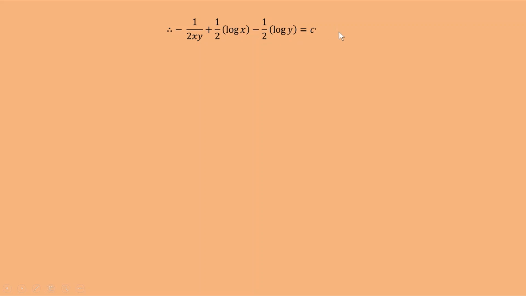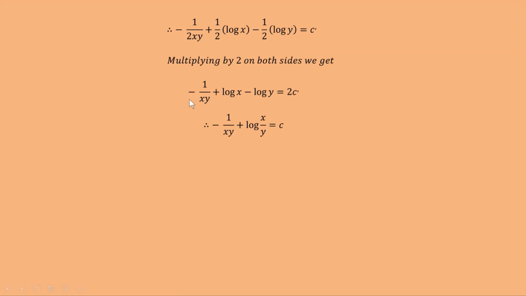Now multiply this whole equation by 2, and so we get minus 1 upon xy plus log of x minus log of y is equal to 2c dash. We multiply each and every term by 2. Use the formula log of a minus log of b is log of a upon b, and so we get minus 1 upon xy plus log of x upon y equal to 2c dash. So this is c. So this is equal to c. Now we observe that this is a relation between x, y and a constant. So this is the general solution of the given differential equation 1, which is the final answer.